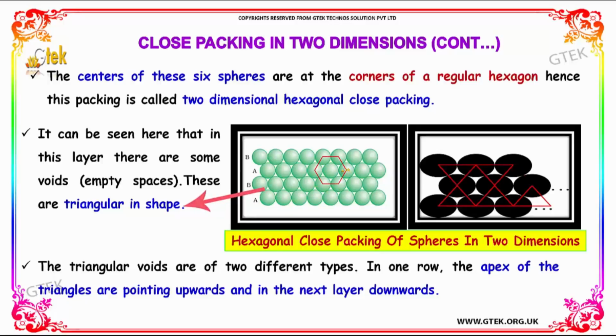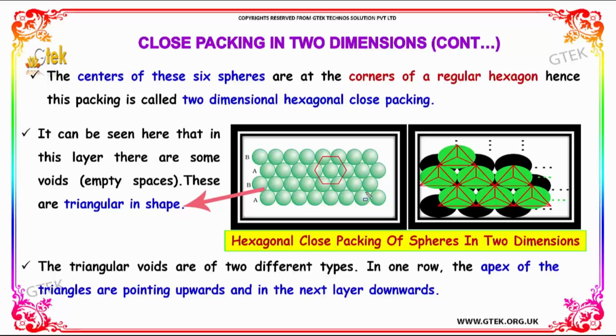It can be seen that in this layer there are some voids, some empty spaces. These are triangular in shape. The triangular voids are of 2 different types. In one row, the apexes of the triangles are pointing upwards, and in the next layer, they point downwards. Upwards, downwards, upwards.